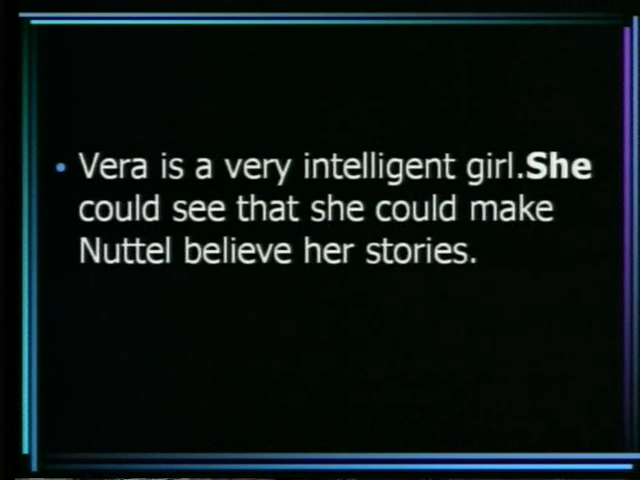Now, when we are writing, we have to link one sentence to the other. How do we do that? In the first sentence, we used Vera. So, by using she, in the next sentence, we are connecting the second sentence to the first sentence. Okay, we are using a pronoun for connecting. Vera is a very intelligent girl. She could see that she could make Nuttall believe her stories. Don't write, Vera is a very intelligent girl. Vera could see that she could make Nuttall believe her stories, like that. Don't use her name all the time. You used her name in the first sentence, next you come to she.